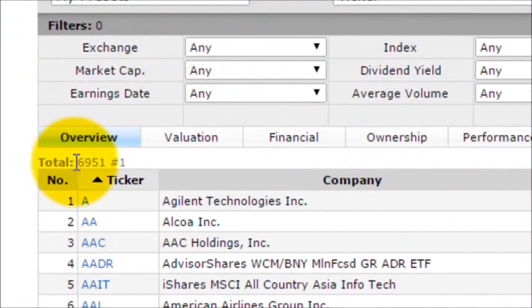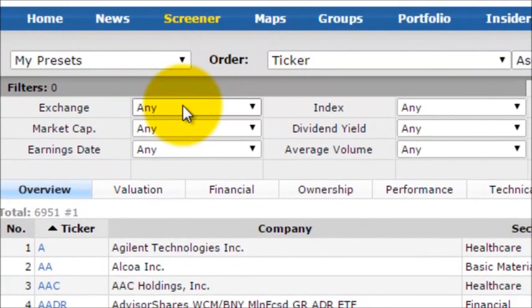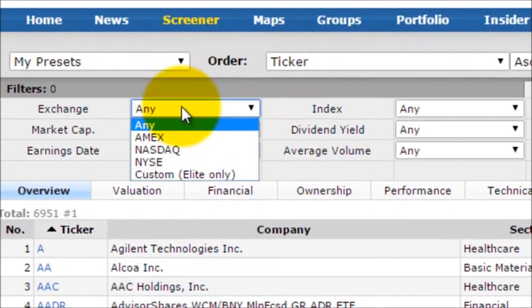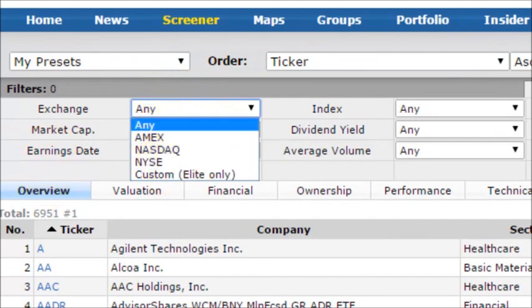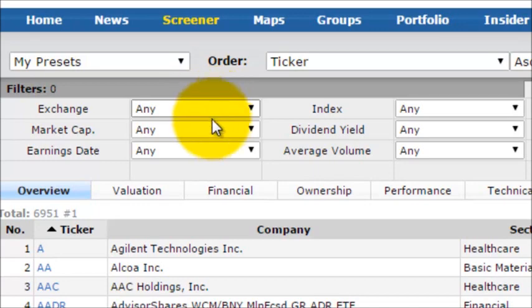And we'll look here and we'll see that it's displaying 6,951 stocks. So this is showing us pretty much the whole universe of U.S. stocks right now. So let's go ahead and limit this by deciding what we want to focus on. Now, first of all, we can focus on the exchange. Only want to find stocks on the American Stock Exchange, the NASDAQ, or the New York Stock Exchange. That's not important to me, so I'll leave that alone.